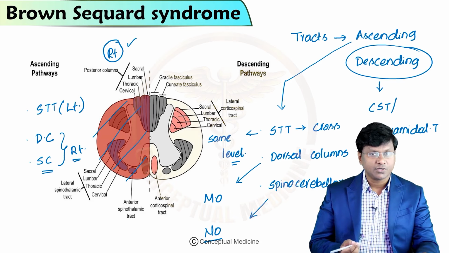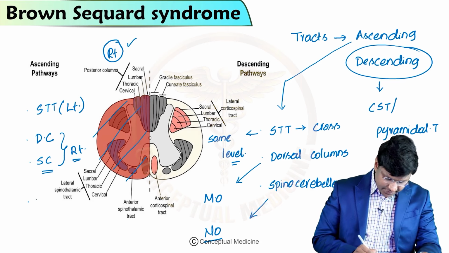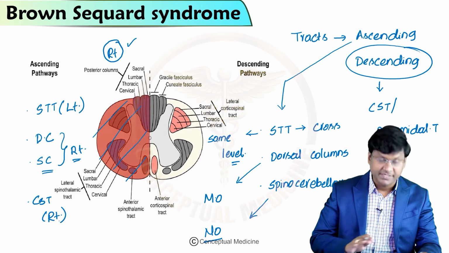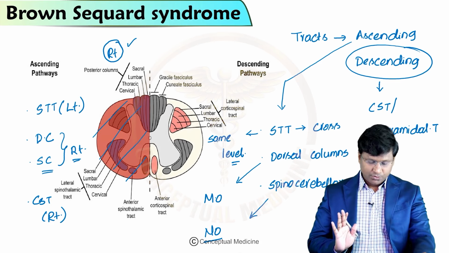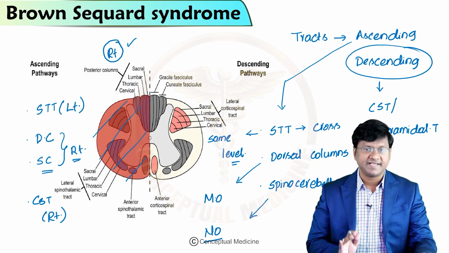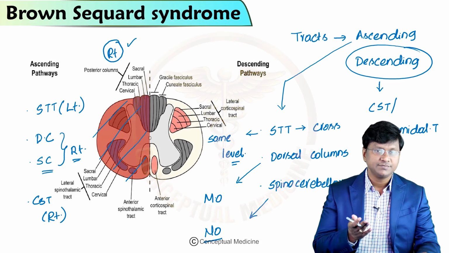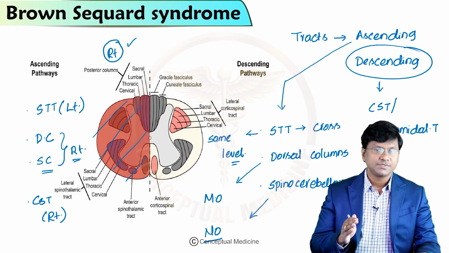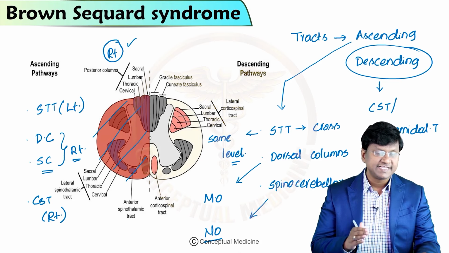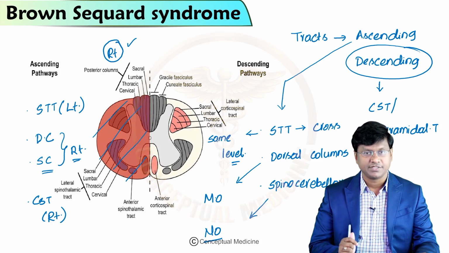And what about the corticospinal tract? The corticospinal tract which is supplying the right side is being cut. So accordingly you should know the manifestations now. Whenever there is hemisection, the spinothalamic tract of the opposite side, and the dorsal columns, spinocerebellar tract and corticospinal tract of the same side are cut or damaged.